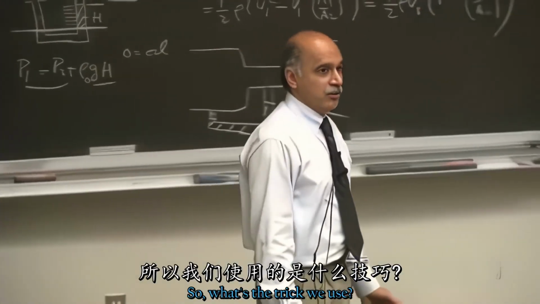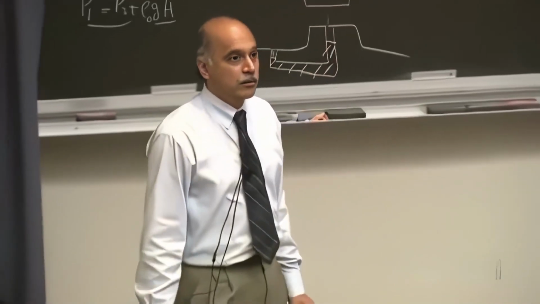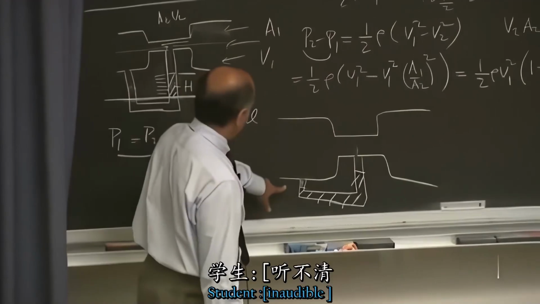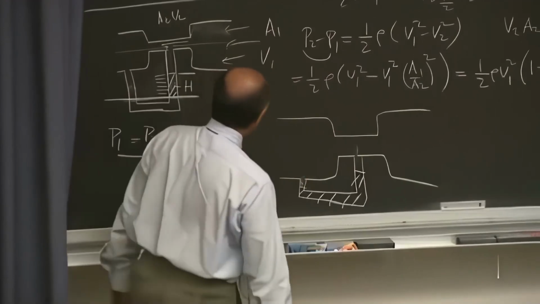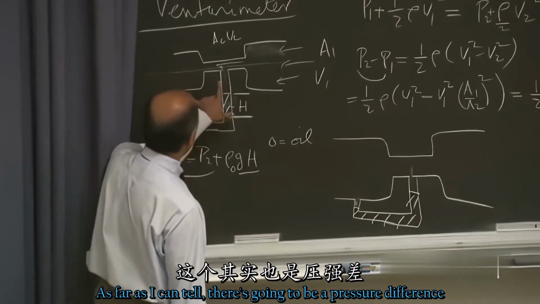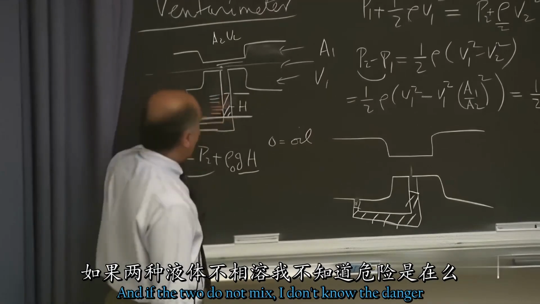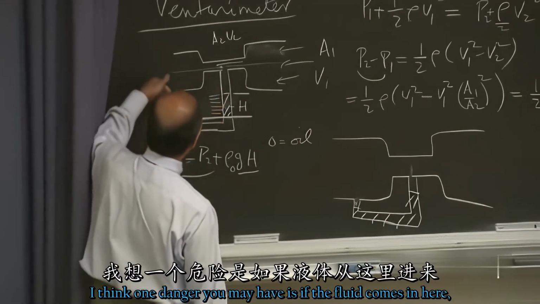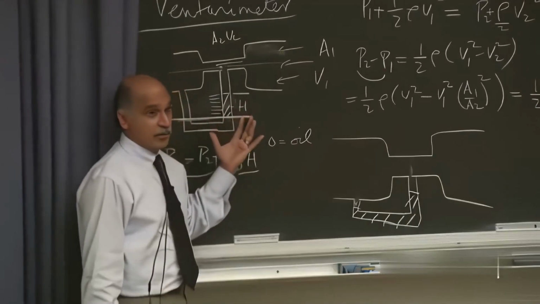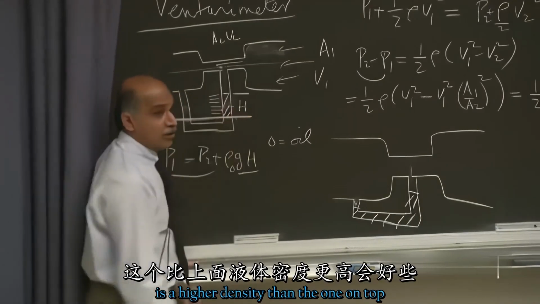So what's the trick we use? Yes? Does the fluid that you use in the tube have to be more dense than the fluid that's flowing past? Oh, for this one? Yeah, in general. Well, as far as I can tell, there's going to be a pressure difference that's going to translate into height difference. And if the two do not mix, I don't know what the danger is. I think one danger you may have is if the fluid comes in here, and if it can penetrate this, it will start mixing. Right? So for that purpose, it may be better if this one is a higher density than the one on the top.